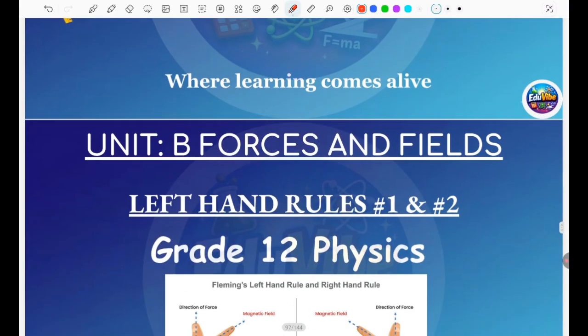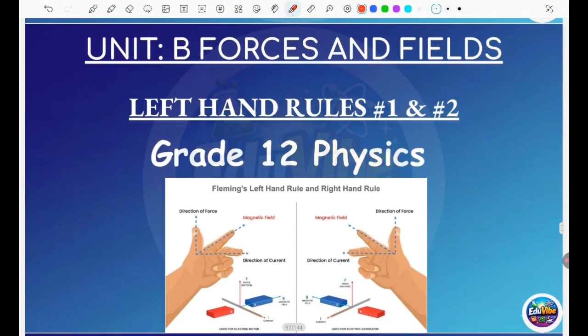Today we will start another topic of the magnetism part of the forces and fields unit. We started the magnetism part in the previous lesson. Today we do the next part, with the magnetic field and field lines, and we cover the two rules today, which are called the left hand rules, number one and number two. Rule number three we do in the next lesson. So basically we're talking about the left hand rules.